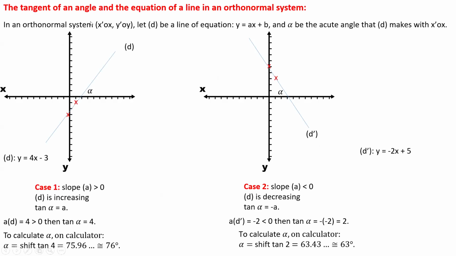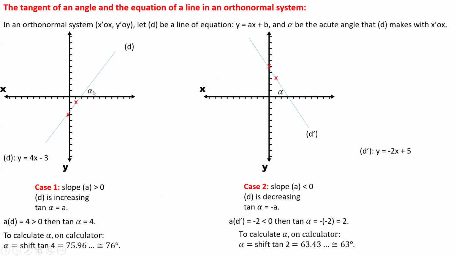Now, the tangent of an angle and the equation of a line in an orthonormal system. Let's go back to the coordinate system, the orthonormal system. In an orthonormal system, x prime x, y prime y, if we draw the line D, which has an equation y equals ax plus b, we have learned how to draw this line. And what's alpha? Alpha is the angle that the line makes with the x-axis. So this is alpha here. Now, what should we do? We should find the value of alpha.